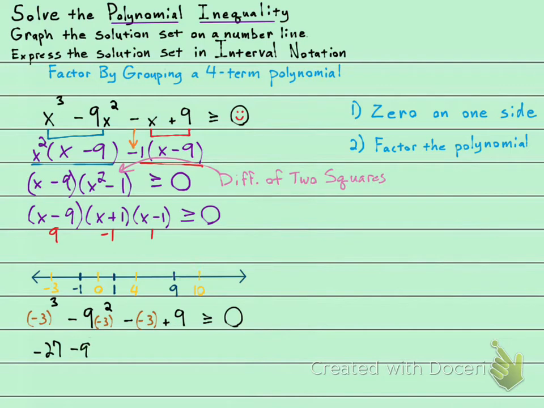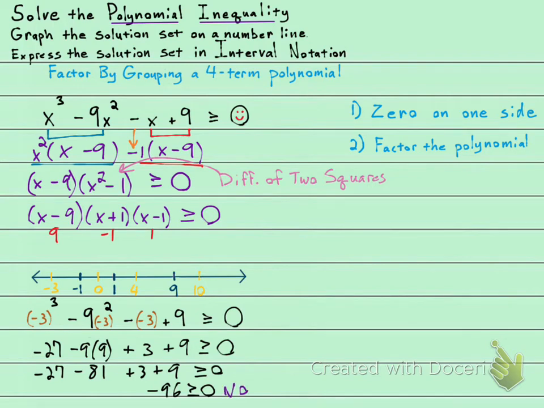Minus 9. Negative 3 squared is 9. Minus a negative 3 is a plus 3. And then plus 9. So we have negative 27 minus 81 plus 3 plus 9. Put that in your calculator. I get negative 96. Is negative 96 greater than or equal to 0? The answer to that is no. So nothing in this interval is part of my solution.